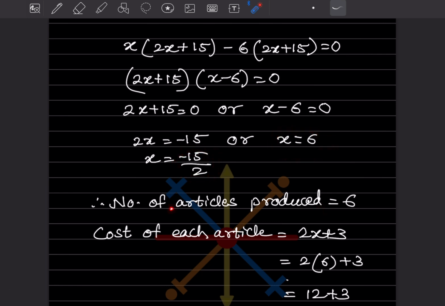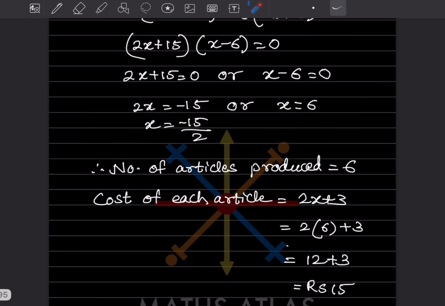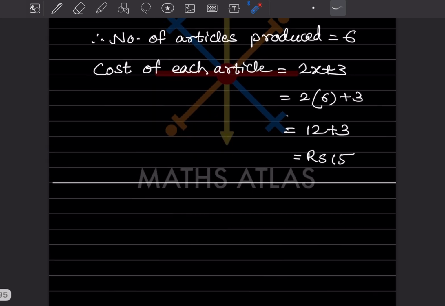So now we got the number of articles because that we considered as x is 6. And cost, again they have asked for the cost. So cost we have considered as 2x plus 3. So we'll put in place of this x, we'll put this 6 what we got, because the number of articles is 6, because this x is 6. So it should be 12 plus 3, that is going to be rupees 15.